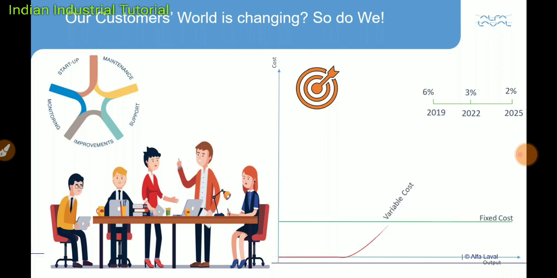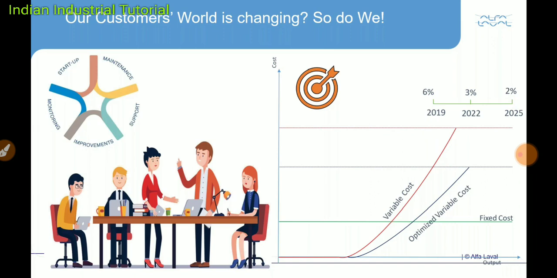And if you take Alfa Laval as your partner, then your variable cost today may be 6%. Some of the fixed cost is already there on equipment, maybe 5 to 7%. And today, if you are spending 10 to 12% of the total cost, the aim should be that cost will be around 6% up to 3% within 3 years, and 2% after 5 years. Alfa Laval is there with the solution. You can avail this facility by contacting any of our representatives available in your area.